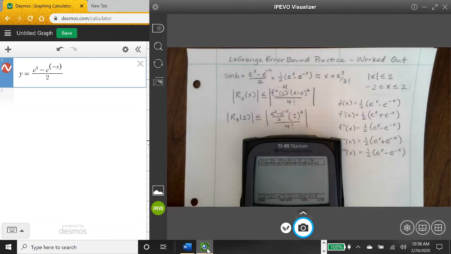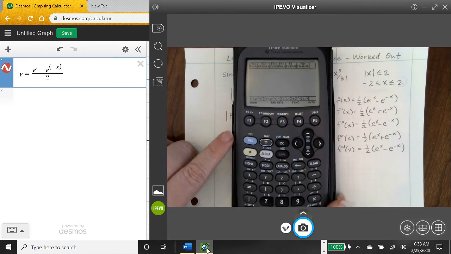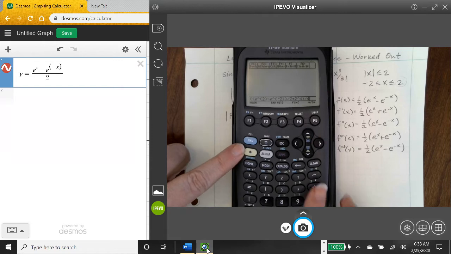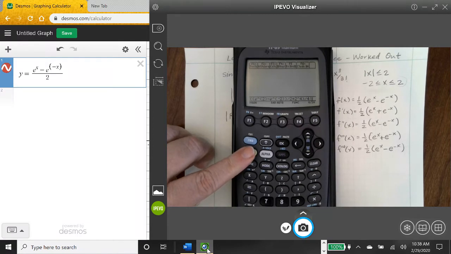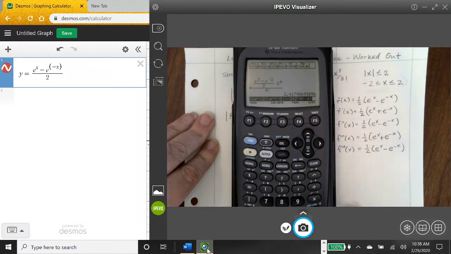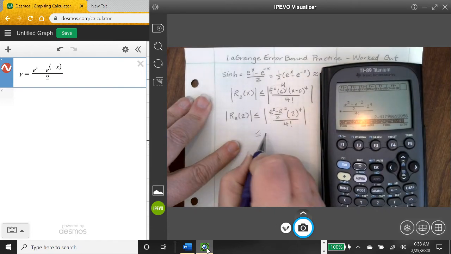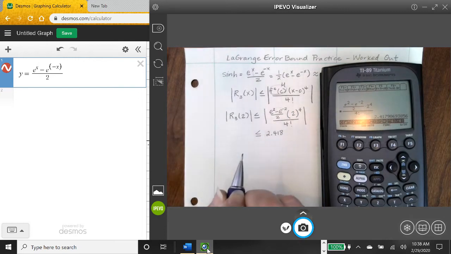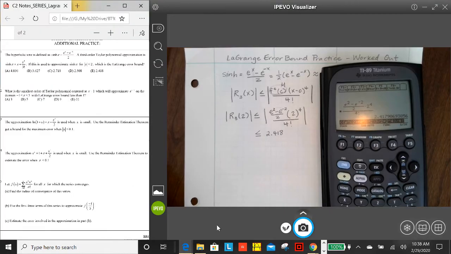Divided by 4. And the factorial button, for those of you who might not know, is diamond divide. Diamond divide. You see the factorial, which is pretty cool. And then we're going to get the number 2 point. So this is less than or equal to 2.418 approximately, right? And so that's going to be in our document, the answer choice E.